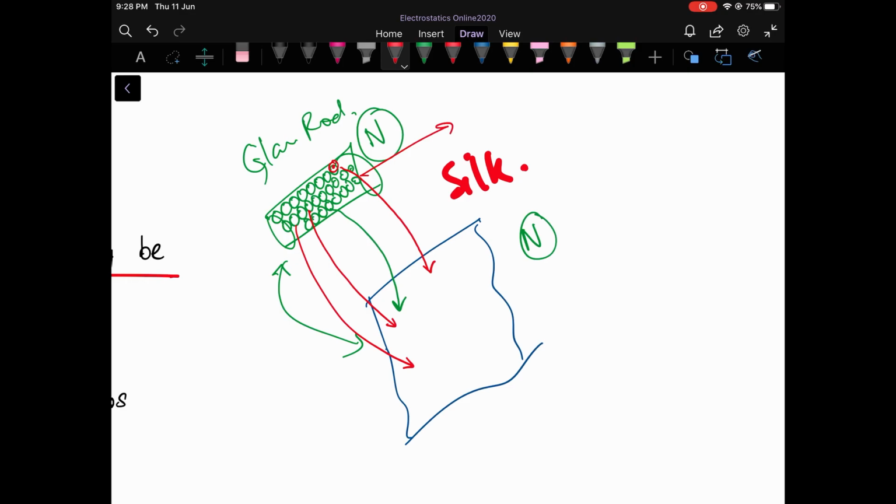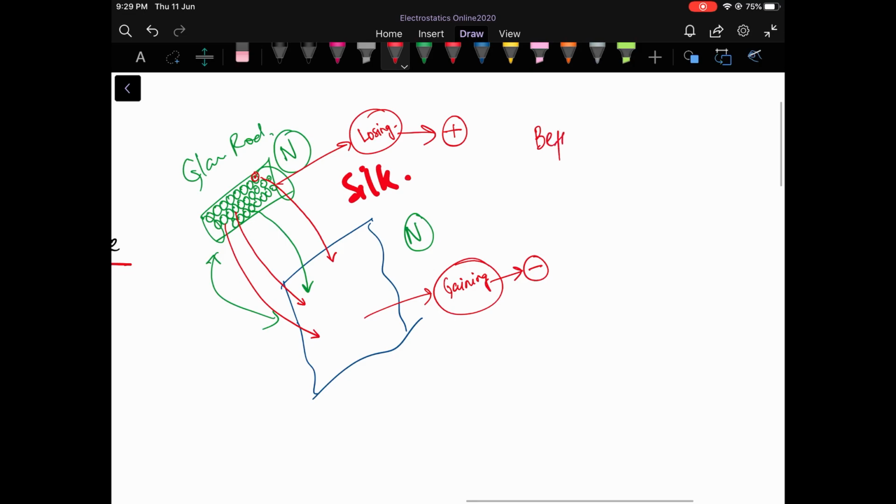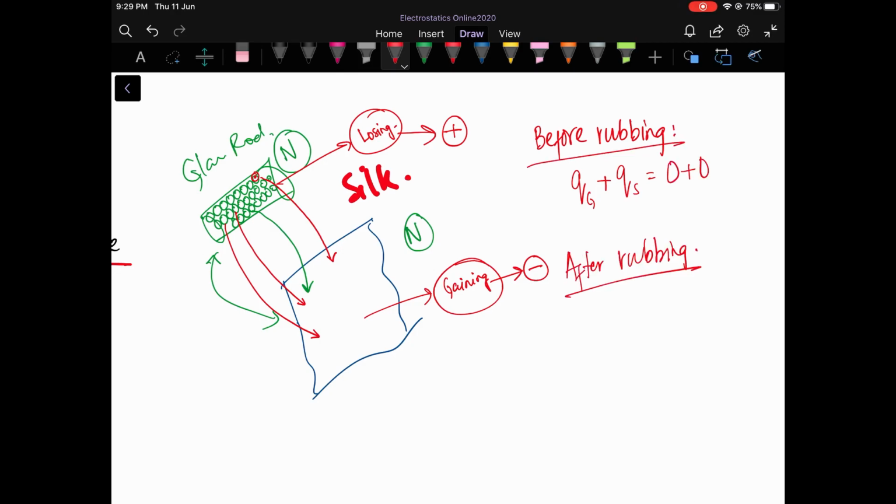So clearly I can say the glass rod is losing electrons and the silk cloth is gaining electrons. And then I can even say the glass rod becomes positively charged and the silk cloth becomes negatively charged. So before rubbing, the charge on the glass rod plus the charge on the silk cloth must be equal to 0 plus 0 because they were neutral. But after rubbing, the glass rod becomes positively charged, let's say Q, and the silk cloth becomes negatively charged.